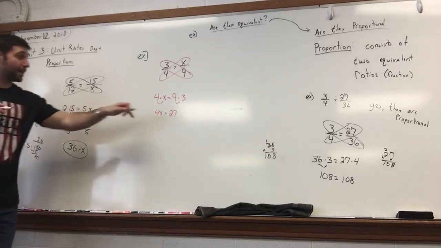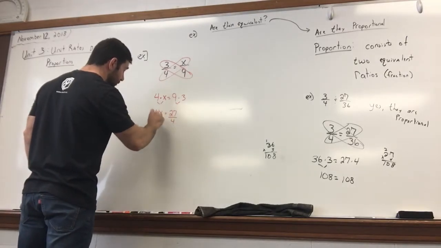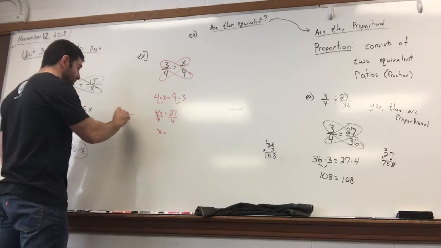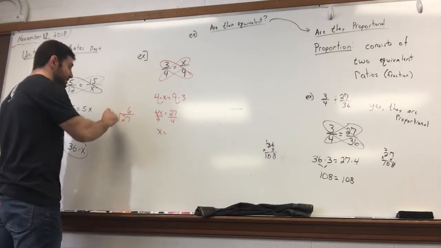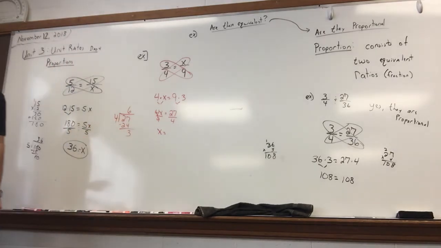Divided. Yeah, we're dividing. The number that's with the x gets divided. So we're dividing both sides by 4. So x equals, well, 27 divided by 4, so we're going to do long division. 4 goes into 27 6 times. 6 times 4 is 24. That leaves me with a remainder of 3. Can I stop there?